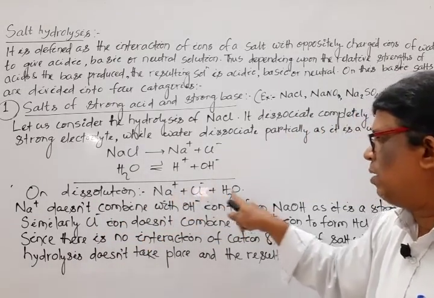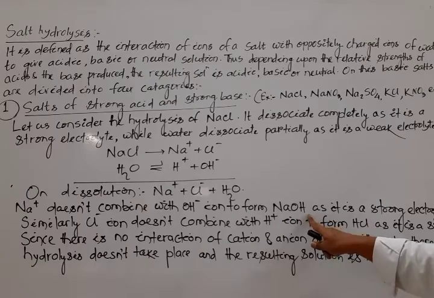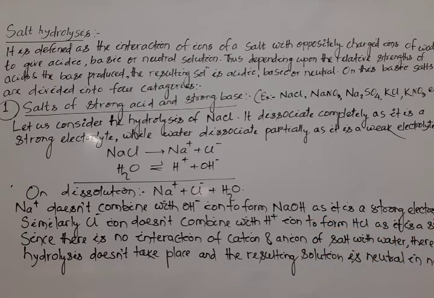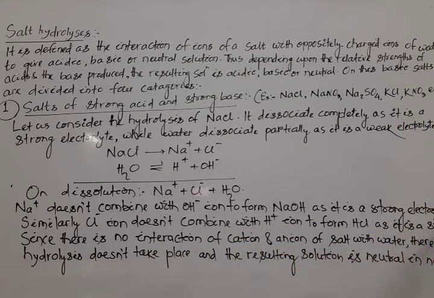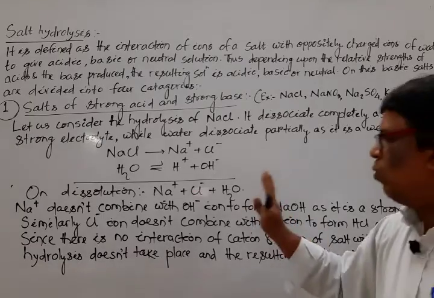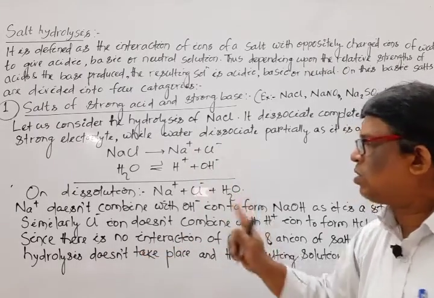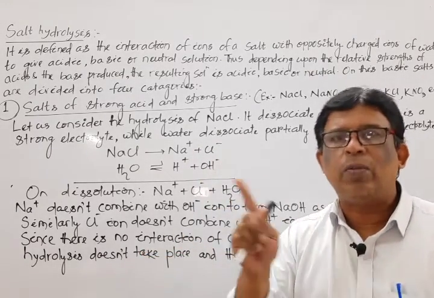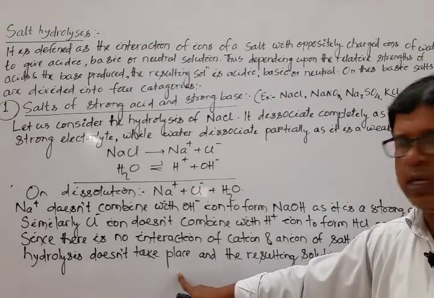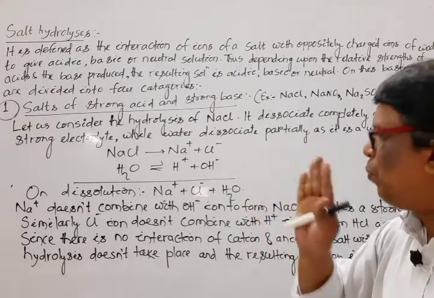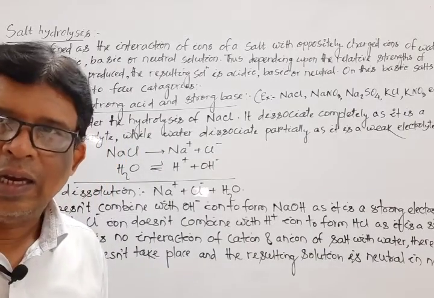So on dissolution, what is left? Na+, Cl-, H2O. Mark that the Na+ ion does not combine with the OH- ion to form NaOH as it is a strong electrolyte. Similarly, the Cl- ion does not combine with the H+ ion to form HCl because it is a strong electrolyte. So only one chance is that H+ combines with OH- to form water. Since there is no interaction of the cation of the salt and no interaction of the anion of the salt, this type of hydrolysis does not take place. And since there is an absence of free H+ ion and free OH- ion, the resulting solution is neutral in nature.